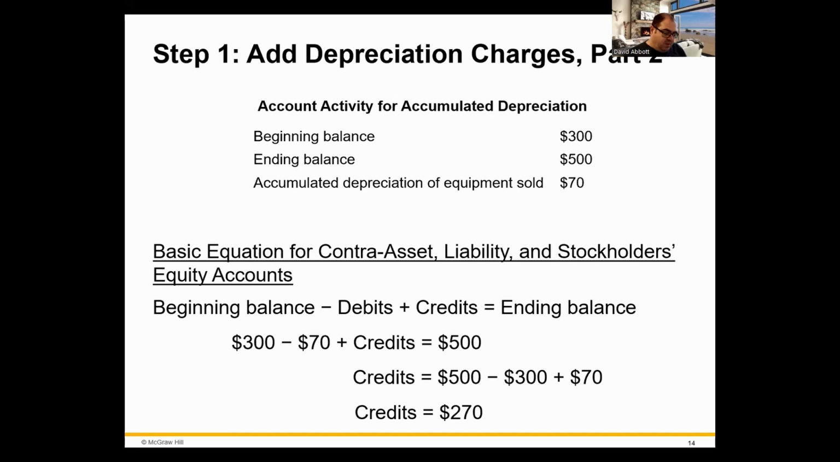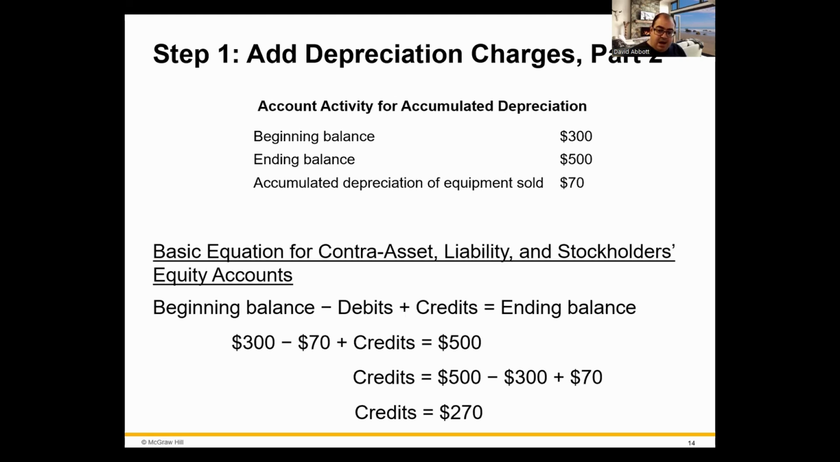So in an example here, if we assume that the beginning and ending balances in the accumulated depreciation account are 300 and 500 respectively, also assume that the accumulated depreciation on equipment sold during the period was $70. So given these assumptions, the basic equation for contra assets can be used to compute depreciation charges of 270.